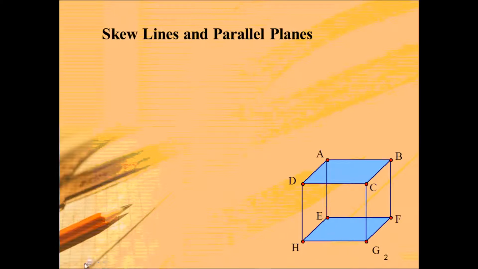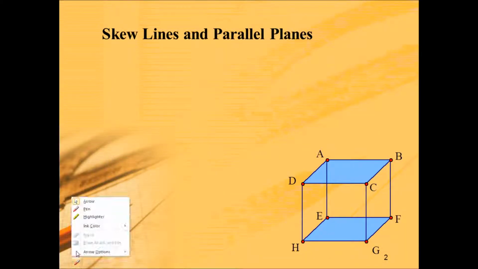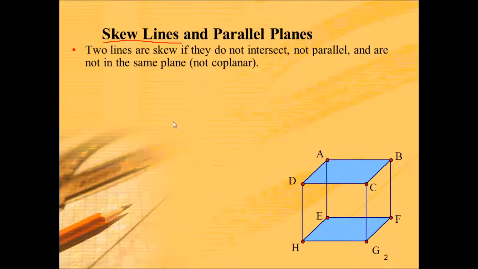In the past, in semester A, you've talked about intersecting lines and parallel lines, but you've never talked about skew lines. The correct definition of skew lines is that they are lines that do not intersect, are not parallel, and are not in the same plane.